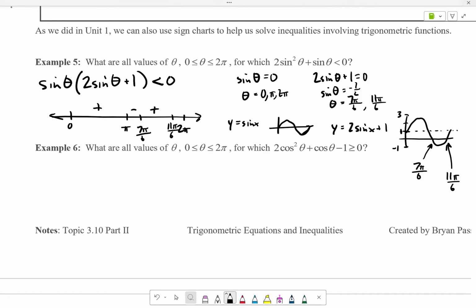How about 11 pi over 6? Are we sure it changes? Yeah, right here it tells us at 11 pi over 6 that the inputs go from yielding a negative to a positive, which means ultimately the sign switches to negative. I'll give you a moment to catch up and discuss what I just talked about.